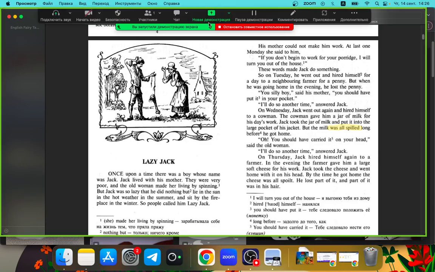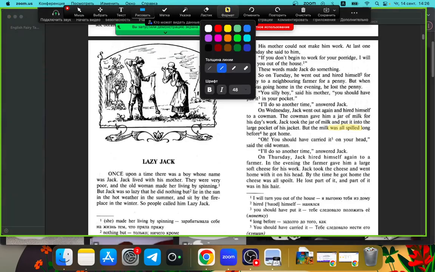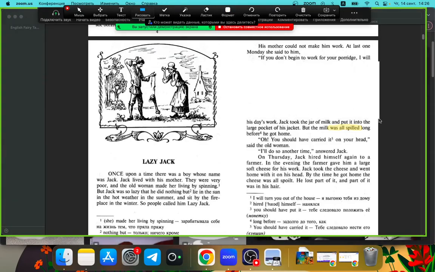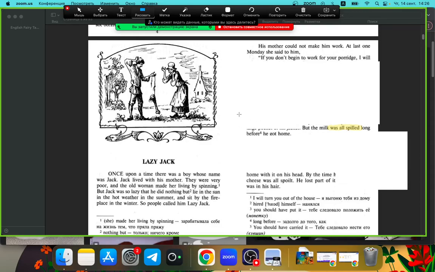And of course, you have to write down the whole sentence. So what is the sentence? Let's read it together. But the milk was all spilled long before he got home. He didn't have any milk. The milk was all spilled. Can we put it in weather and environment? Of course not. Movement and motion. We'll put it in number 6. Movement and motion. But the milk was all spilled long before he got home.